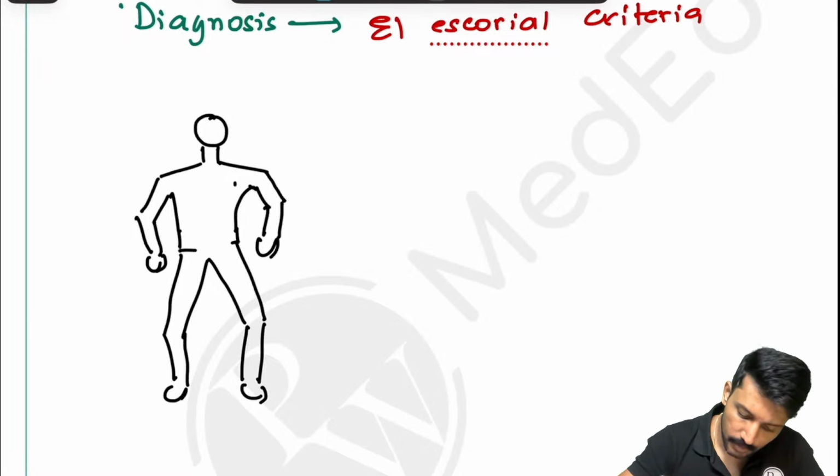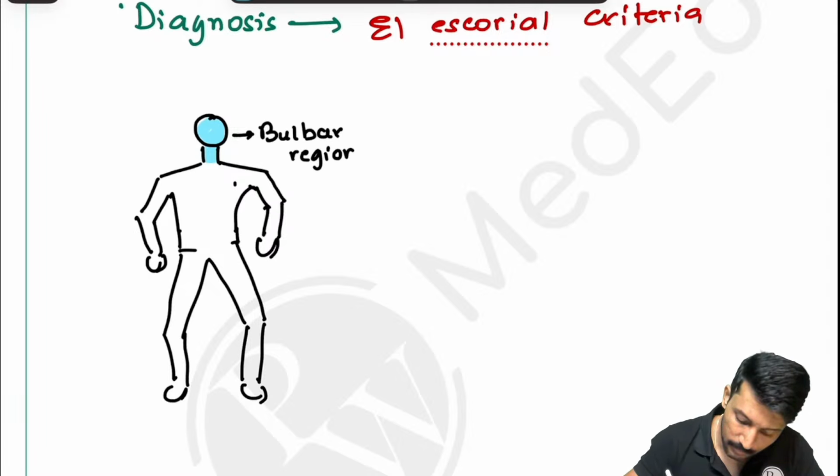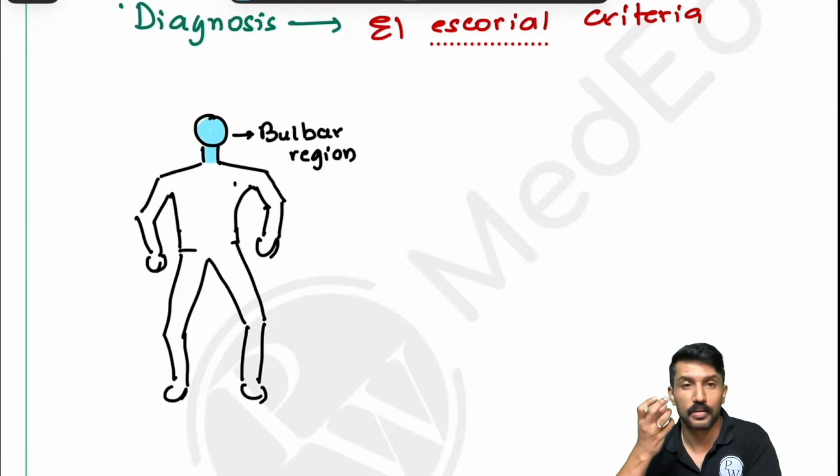Okay. Head and neck is called the bulbar region. Why is it called the bulbar region? Because the nerve supply to it comes from cranial nerves, which originate in the bulb, or the brainstem.